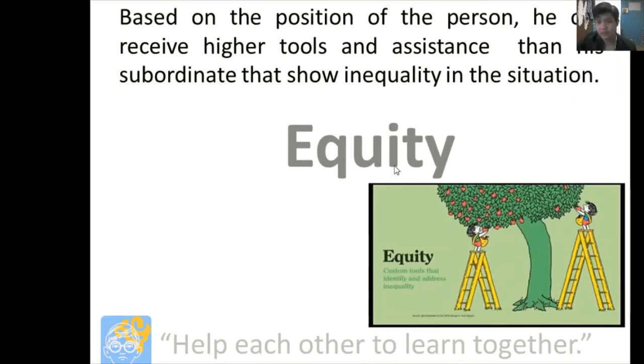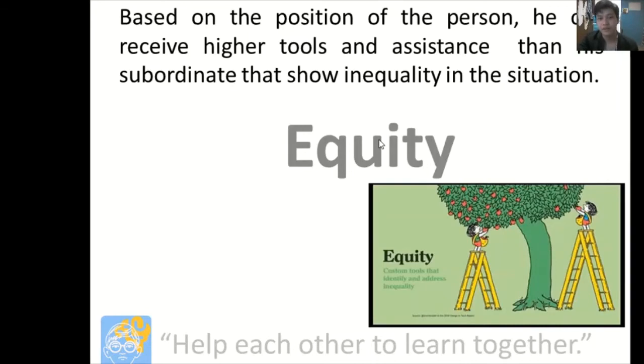For example, in the corporate world, based on the position of the person, the president or the CEO receives a higher percentage of shares, for example 80%, but the subordinates receive just 20%. So there's a difference also arranged between two things. That is the equity.